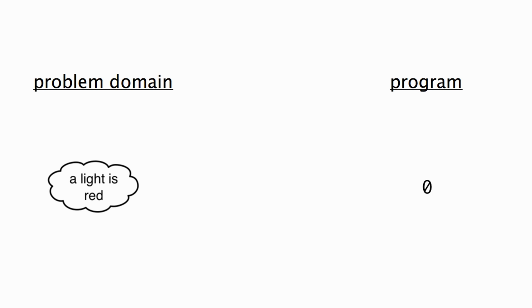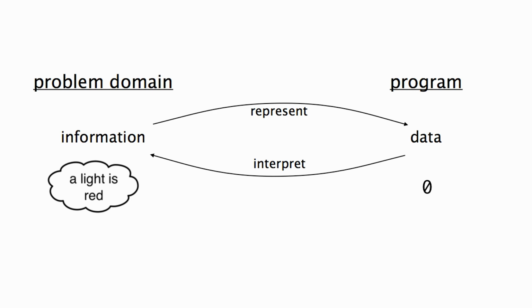In this case, the natural number 0. And what's going on when we design a program like this is that we're playing a game where we represent information in the problem domain using data in the program. In this case, we represent the fact that some light might be red using the natural number 0. And the inverse of that relationship is that we can interpret the natural number 0, if we're told that this natural number is supposed to represent some information about a light, as meaning that the light is red.